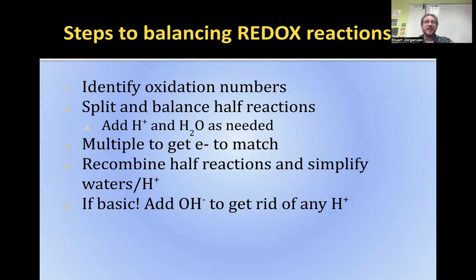If it's basic, you don't get to keep any of the H pluses. You've got to swap them out for hydroxides, and then you'll do some extra canceling because you're going to end up making some water. Don't worry, it'll make sense.